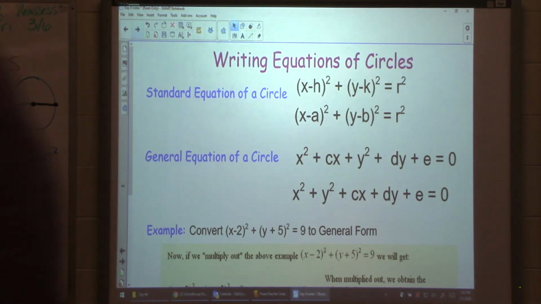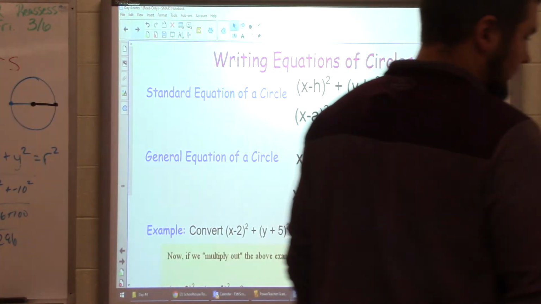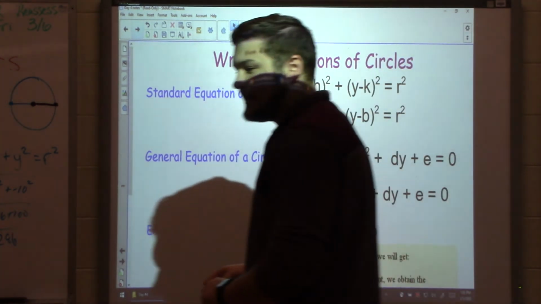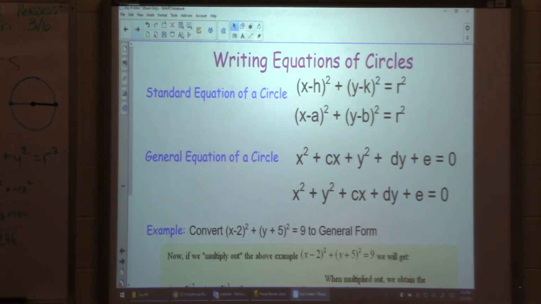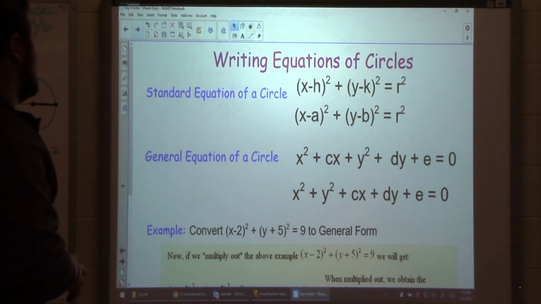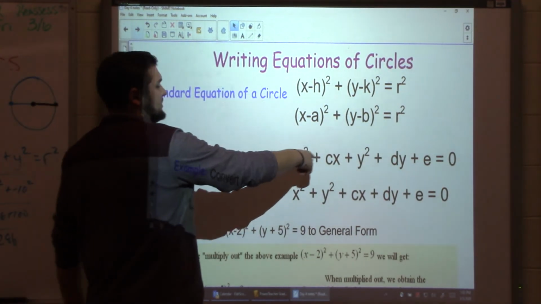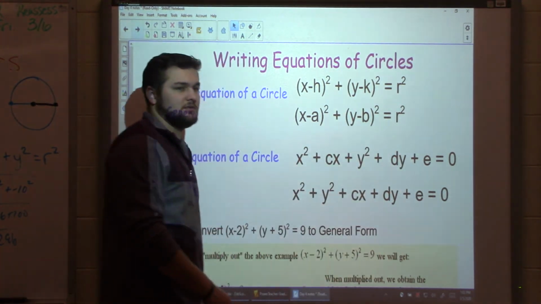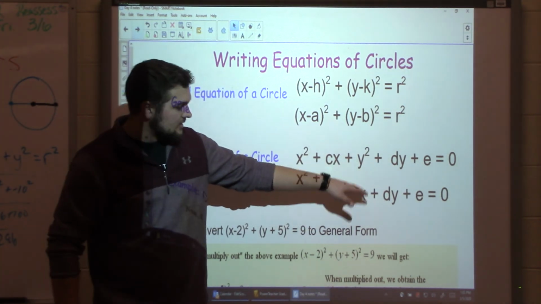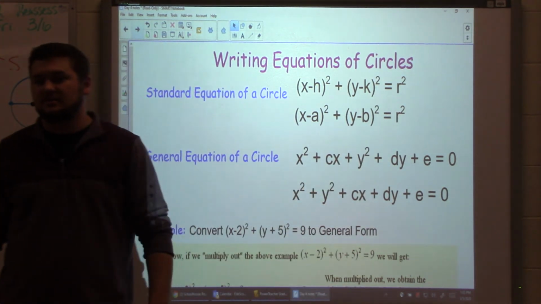So everything we've done so far has been in standard form. Right? The standard equation of a circle: (x - h)^2 + (y - k)^2 = r^2. We are now going to introduce general form. So x^2 + cx + y^2 + dy + e = 0. Or you can write it with x^2 + y^2 + cx + dy + e = 0.